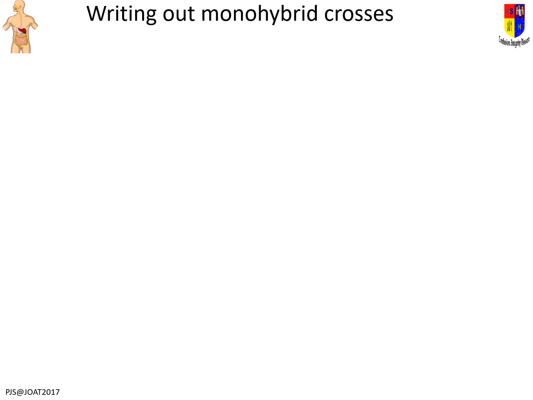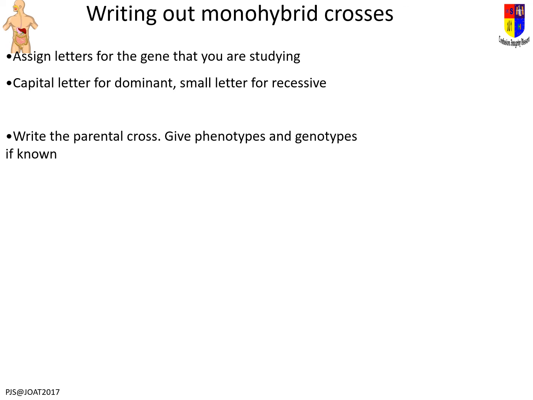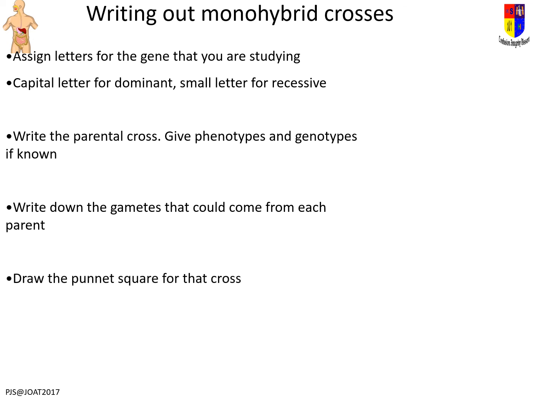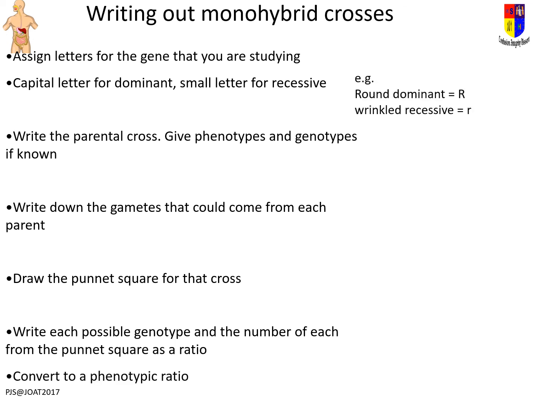Okay, so just to recap, find your genes, decide on the letter, capital and small, give the parent, give your phenotypes and genotypes, put down the gametes, draw the Punnett square, write out each possible genotype and the number of each of them from the Punnett square as a ratio, convert it to phenotypic.